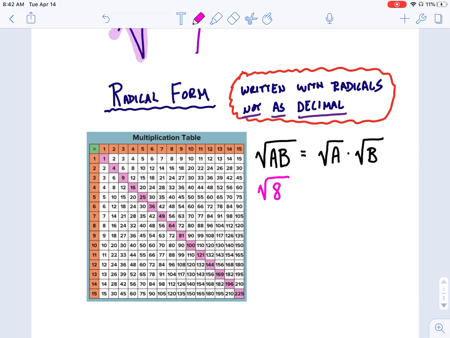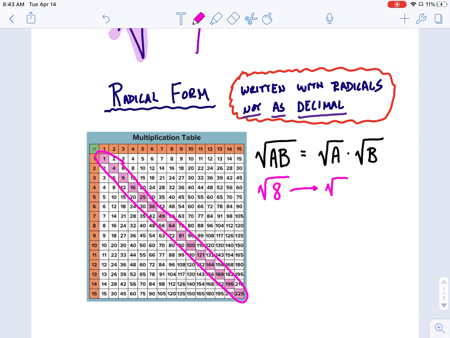That's why I have this multiplication table. All the perfect squares are listed on the diagonal of the multiplication table, which are the product of some number times itself. Like 3 times 3 is 9, 4 times 4 is 16. So on the diagonal, those are all perfect squares. Those are important numbers. Root 8 is not a perfect square, but I can simplify it and leave it in what's called simplest radical form.